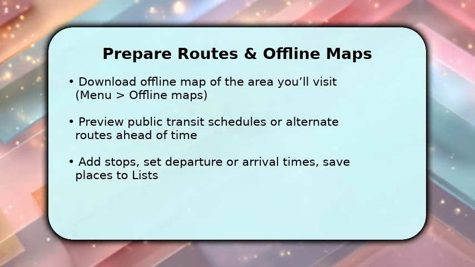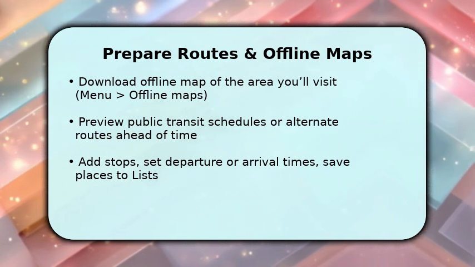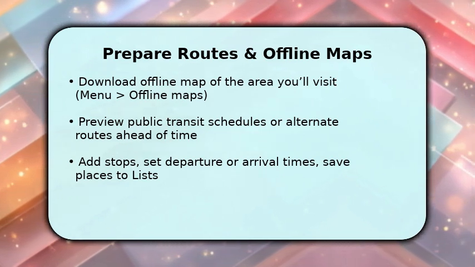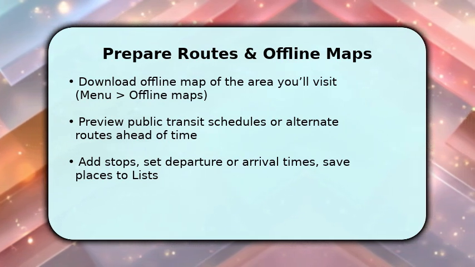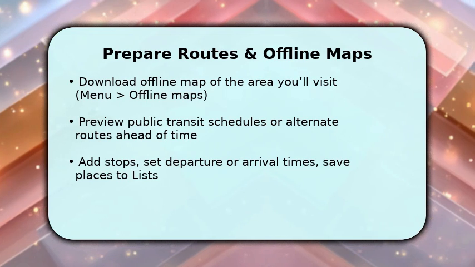Add intermediate stops and save key places to a list, restaurants, hotels, attractions, so you can tap them quickly while driving or walking. Once done, set a departure or arrival time for transit planning, and review real-time traffic layers and incidents to confirm the fastest route before you hit start.